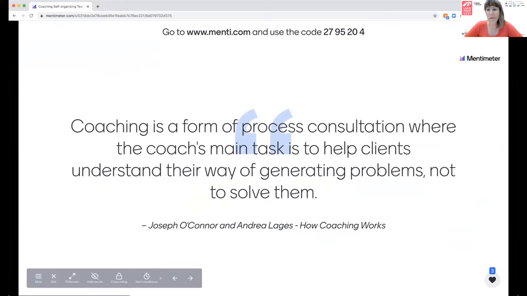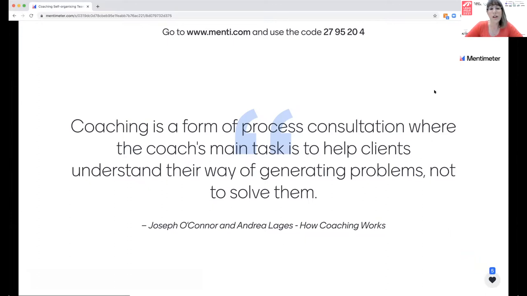So I'm going to give you a couple of minutes just to read through this. So I chose this quotation because it actually helps us understand when we're coaching, what we're there to do and what we're not there to do. So when we're facilitating, we are going in with a process that helps the client get an outcome, i.e. solve some sort of problem.